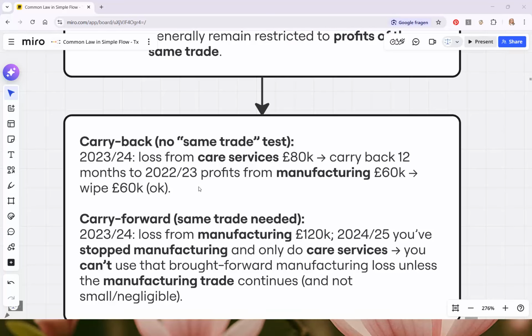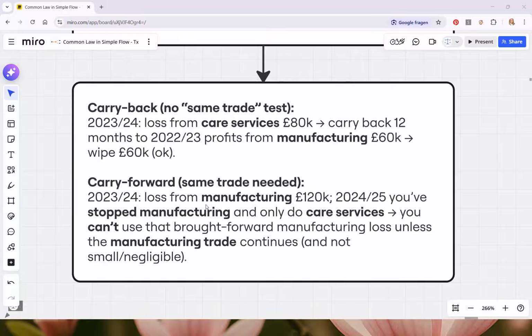So 23-24 loss from manufacturing is 120K. In 24-25 you stopped manufacturing and only do care services. So this is not the same trade. You can't use that brought forward manufacturing loss unless the manufacturing trade continues and it is not small and negligible. So it is important to remember these differences. So we have discussed this, and let's see now the carryback timeline.